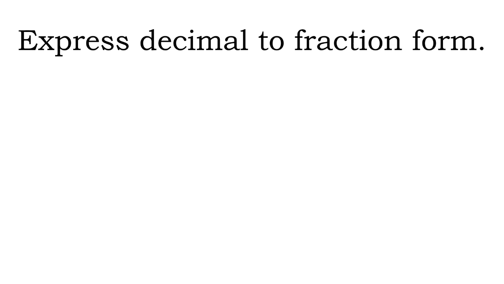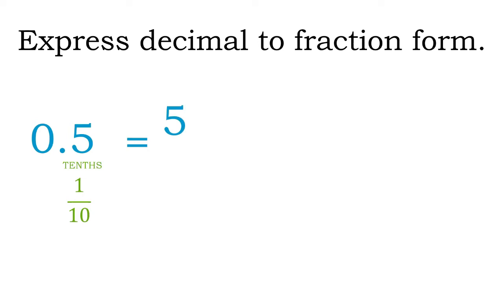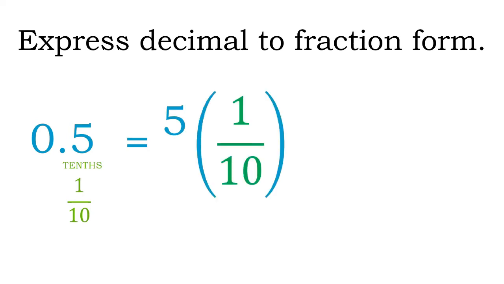We are now ready to express rational numbers from decimal form to fraction form. Let's start with 0.5. To convert 0.5 to fraction form, we need to identify the last digit from the left, and that is 5. Identify its place value, that is tenths. And we know that tenths means 1 over 10. Now, copy all the digits at the right side of the decimal point, which is 5. Multiply it by 1 over 10.